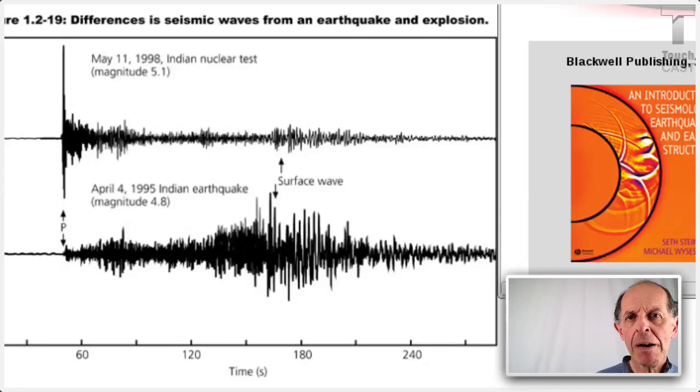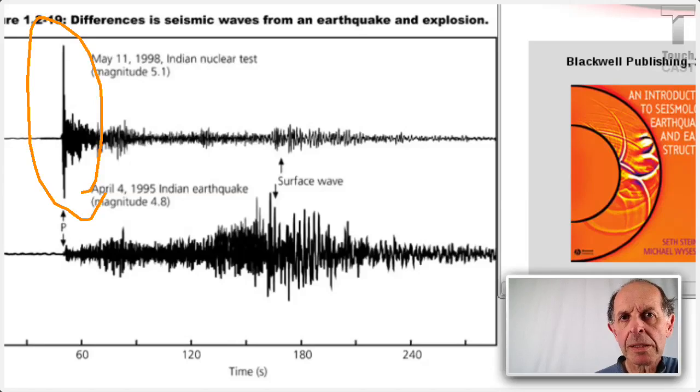Notice that the bomb has a very large P wave, as we expect. The earthquake, on the other hand, has a rather smaller P wave. But what we can see, in fact, is that the body wave magnitudes, recall body waves are the waves traveling inside the Earth, are very close to one another, 5.1 and 4.8.